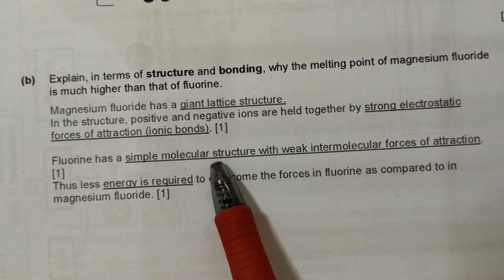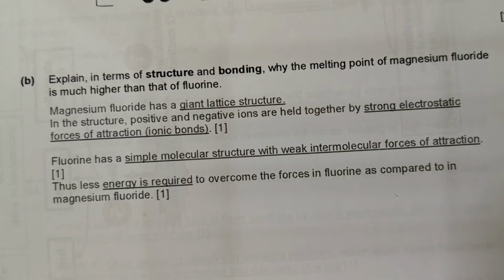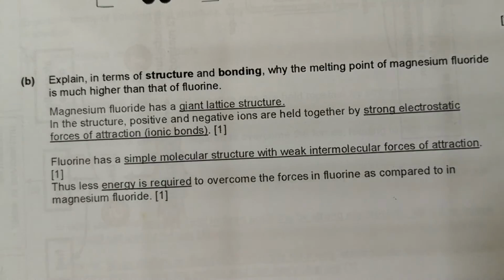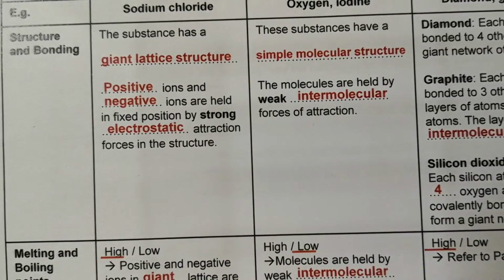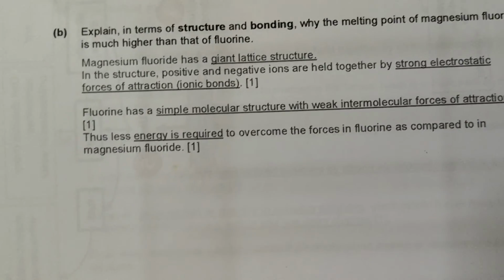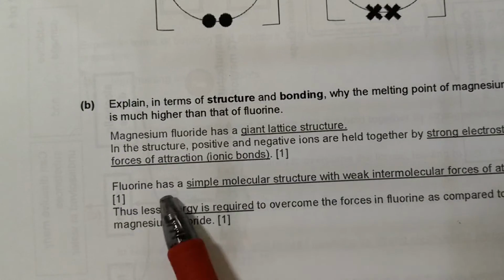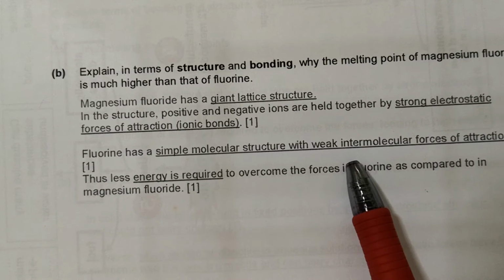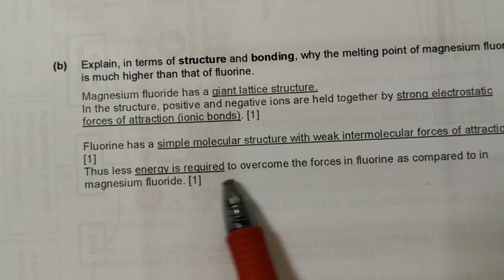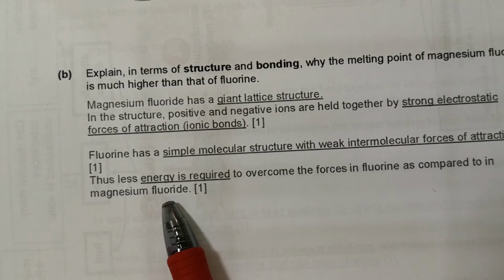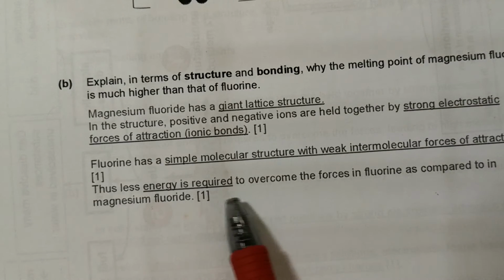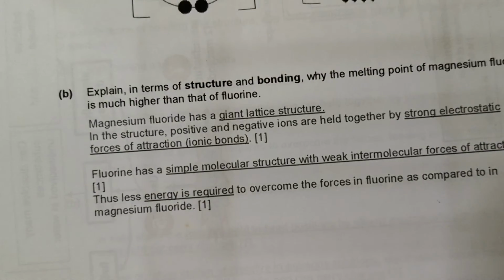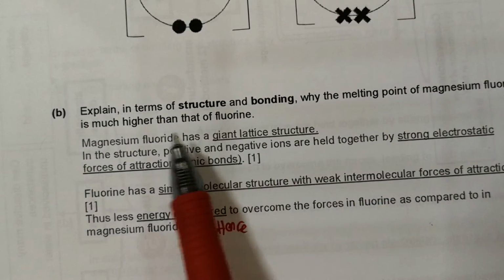And then for fluorine, it has a simple molecular structure with weak intermolecular attraction forces. So these two paragraphs are exactly the same as these 4 key points. Then how do you tie in with the high boiling and melting point? Fluorine gas has weak intermolecular attraction forces, so you don't need a lot of energy to overcome the forces. That is why less energy is required to overcome the forces in fluorine as compared to magnesium fluoride. For magnesium fluoride, because the positive and negative ions are held by strong electrostatic attraction forces, you need a large amount of energy to overcome the forces.